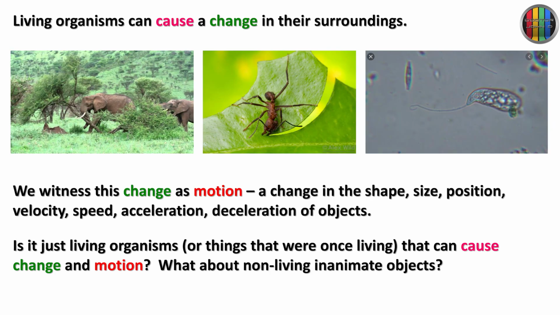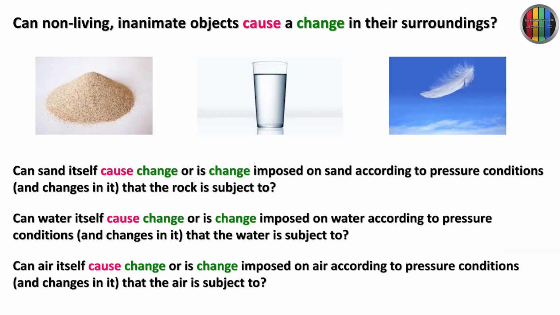Living organisms can cause a change in their surroundings. We witness this change as motion, a change in the shape, size, position, velocity, speed, acceleration, deceleration of objects. Is it just living organisms, or things that were once living, that can cause change and motion? What about non-living inanimate objects? Can non-living inanimate objects cause a change in their surroundings?